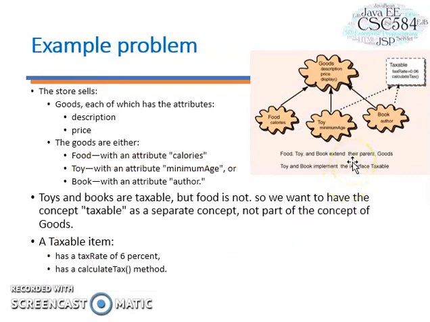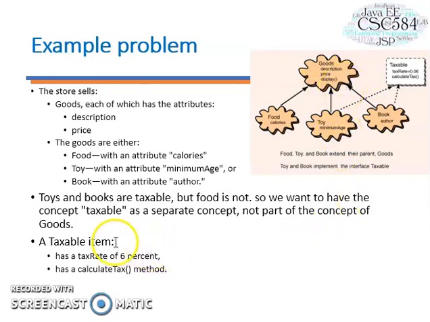In this example, the store sells goods, each of which has the attributes description and price. The goods are either food, toy, or book. Each of the subclasses will have their own attribute: food has calories, toy has minimum age, and book has author. The problem says toys and books are taxable, but food is not. So we want to have the concept taxable as a separate concept, but not part of the concept of good.